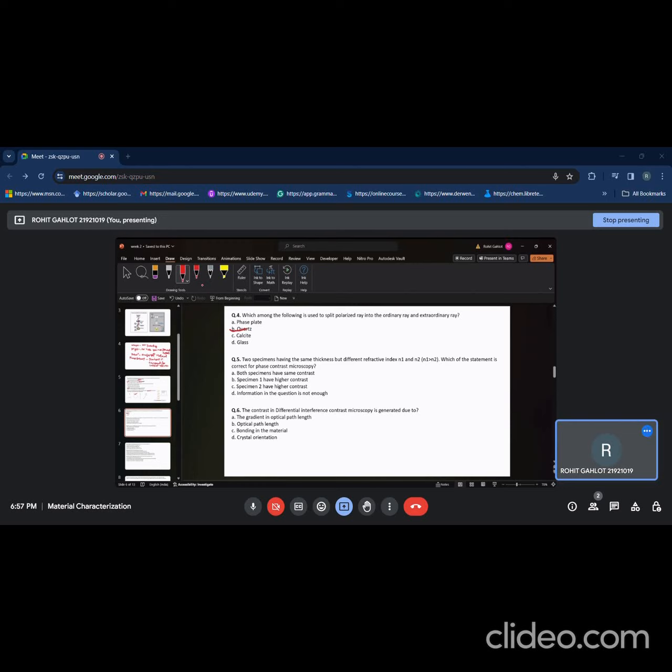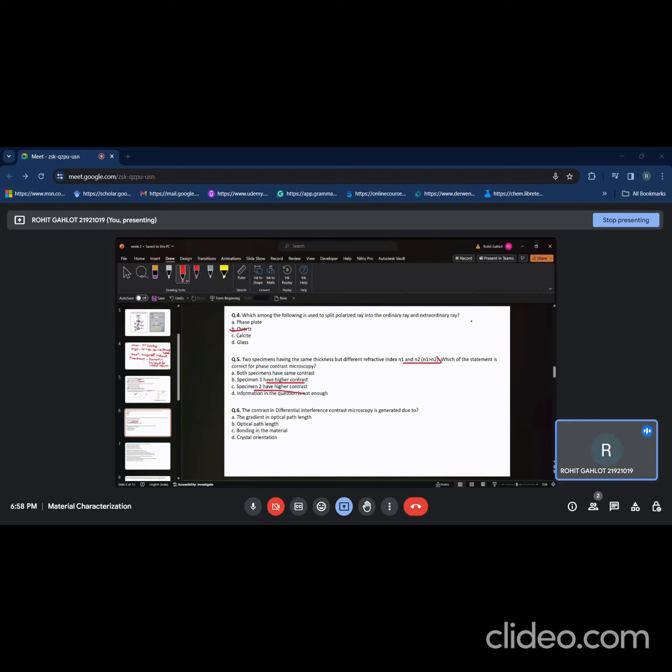So the fifth one is: two specimens having the same thickness but different refractive indexes N1 and N2. Which of the statements is correct for phase contrast microscopy? Both specimens have the same contrast; specimen 1 has a higher contrast; specimen 2 has a higher contrast.